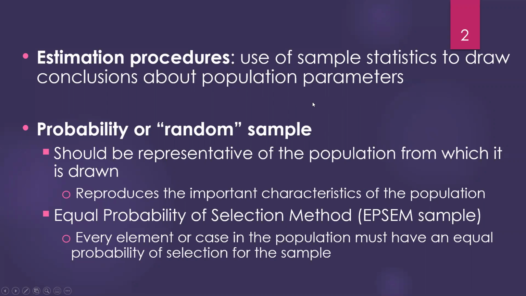So the first type of sample we'll talk about is what's called a probability or random sample. Don't think of random as haphazard or unplanned, but rather a random sample in the context of statistics is very well planned, very intentional, right? So a random sample is one that has two characteristics. The first is that it's representative of the population from which it is drawn.